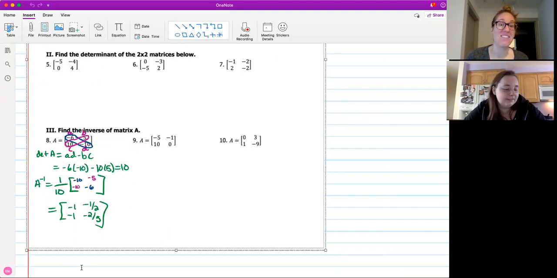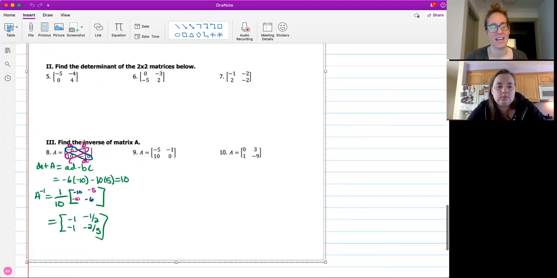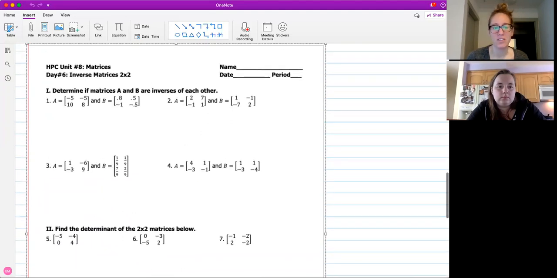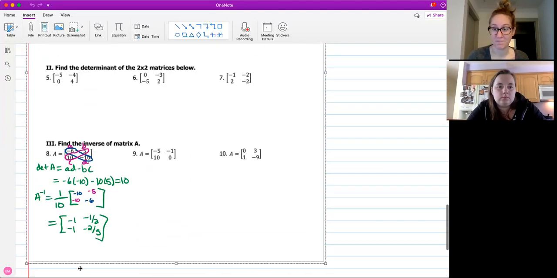Anyways, we will see you guys tomorrow for some application of using some of our tools that we've done so far, like adding, subtracting, multiplying, using inverses, things like that. But yeah, that's it for today. So that is inverses of 2x2 matrices and identity matrices.